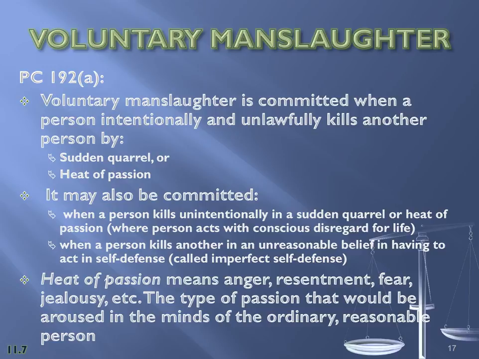So 192(a), voluntary manslaughter. Voluntary manslaughter is committed when a person intentionally and unlawfully kills another person by sudden quarrel or heat of passion. It may also be committed when a person kills unintentionally in a sudden quarrel or heat of passion, where the person acts without conscious disregard for life, or when a person kills another in an unreasonable belief in having to act in self-defense, and they call this imperfect self-defense.